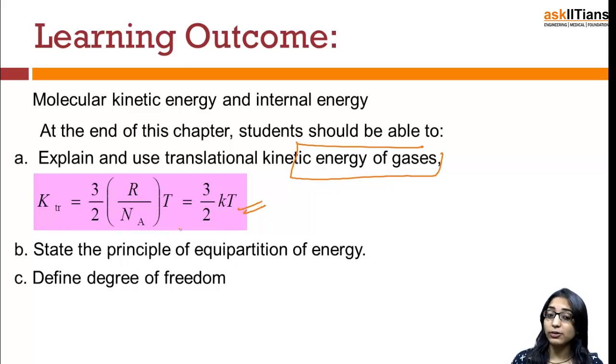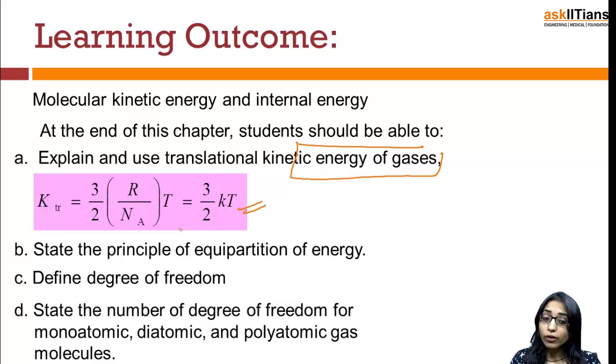Moreover, we'll also discuss the principle of equipartition of energy, and also something about the degrees of freedom. Not only this, we'll also state the number of degrees of freedom for monoatomic, diatomic and polyatomic molecules. So we'll take into account one by one all the different types of gases. We'll try to find out what the degrees of freedom associated with these particular gases are, and finally you will be able to calculate the total kinetic and internal energy.